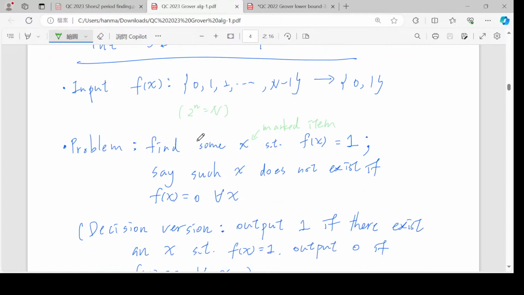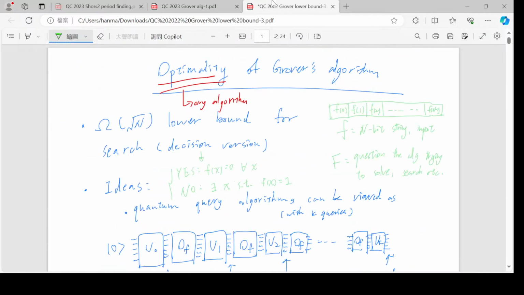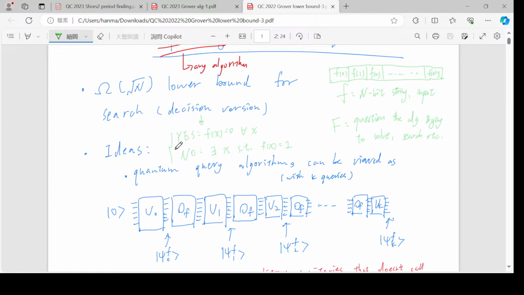So now is where we use the decision version. Before, our big F was that if there is a marked item, you need to output the marked item. But let's make things a little easier. Let's say our algorithm just needs to say whether there is a marked item or not. So now the big F becomes a decision problem, yes or no. Yes is there is no marked item, and no is there is a marked item.